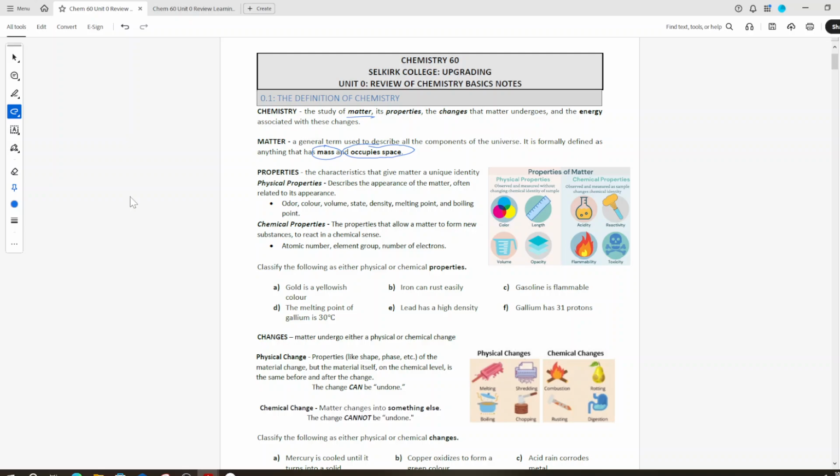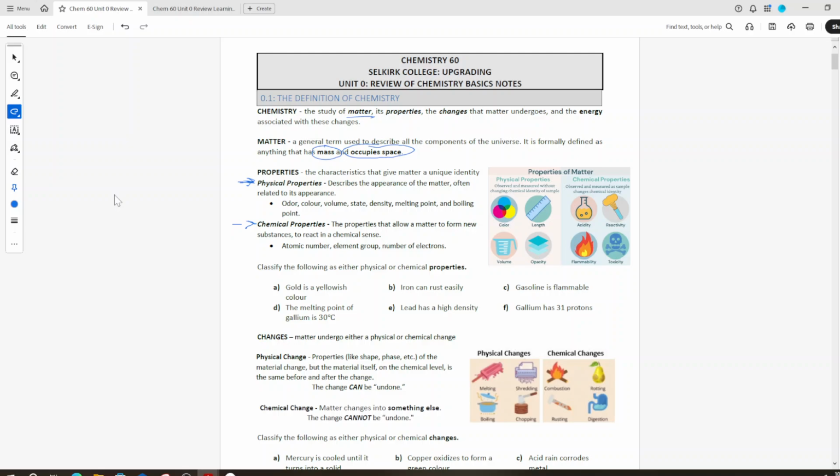Those can be physical properties, which are going to describe the appearance of the matter. Things like odor, color, volume, state, density, melting point, boiling point. There's a nice little chart over here, right? Color, length, volume, opacity, there's all sorts of words that we could use. And then there's the chemical properties.